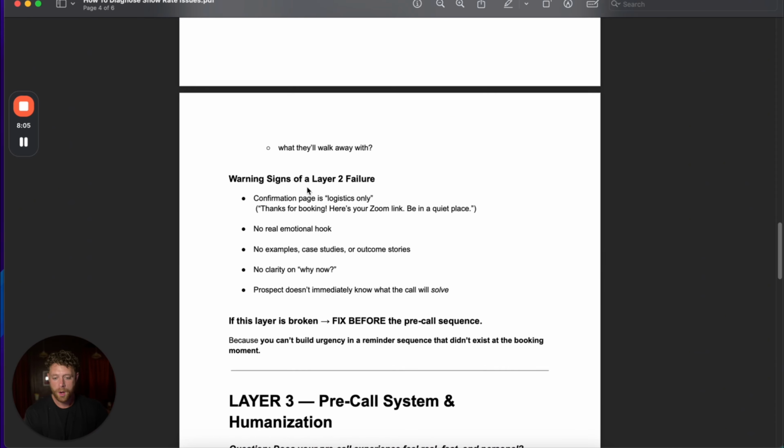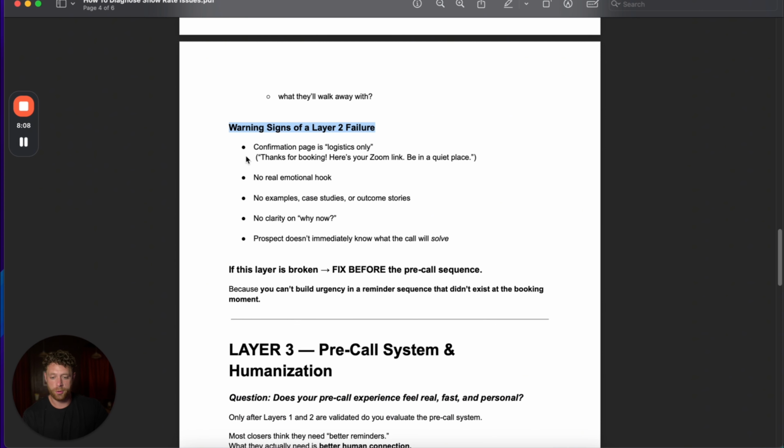Okay. Now, warning signs of layer 2 failure. Confirmation page is logistics only. No real emotional hook. There's no examples, case studies, or outcome stories. One of the best things you can do in that confirmation call is literally do a full case study. So, hey, so glad you booked your call. I want to show you an example of one of the clients who took this call and did whatever with it, right? Next up is no clarity or why now.